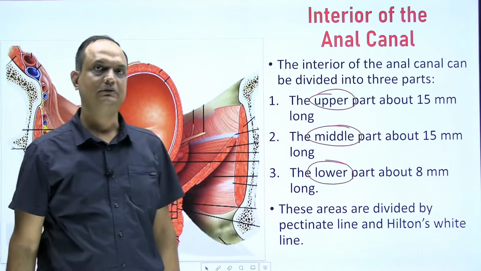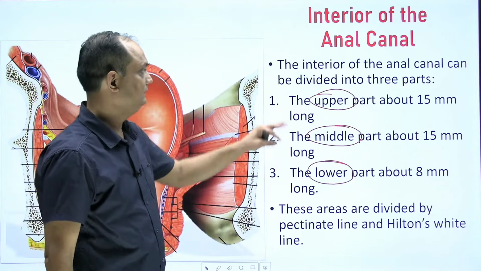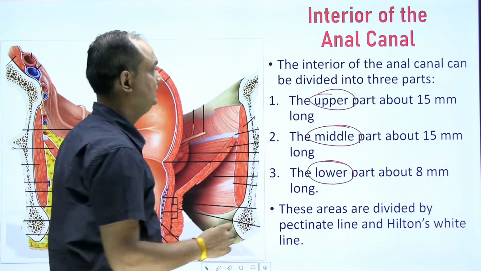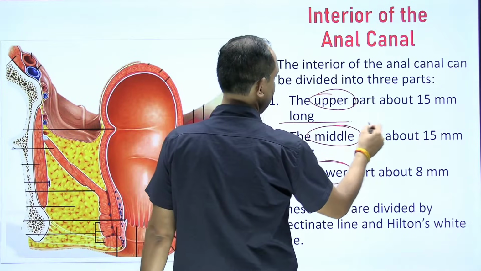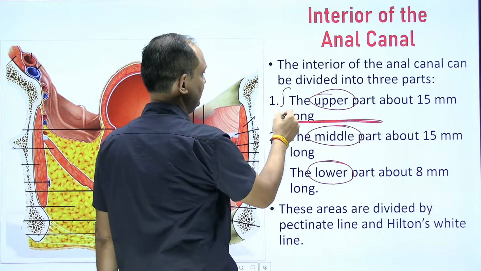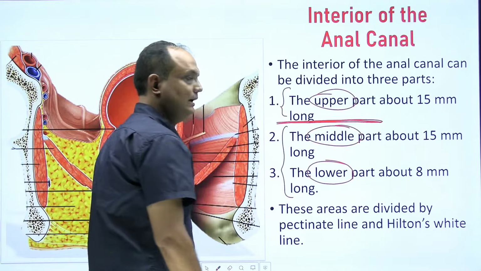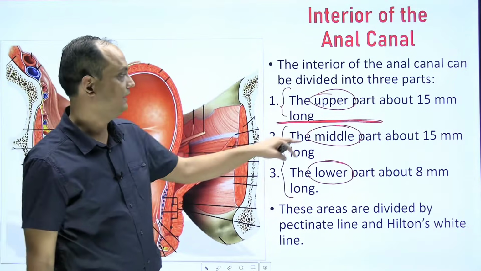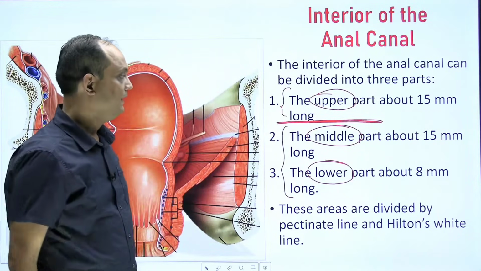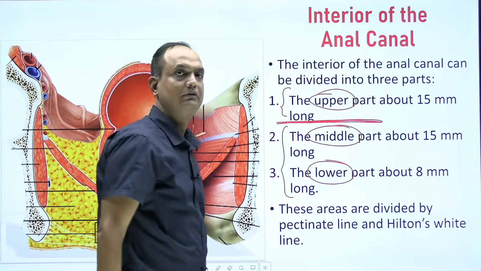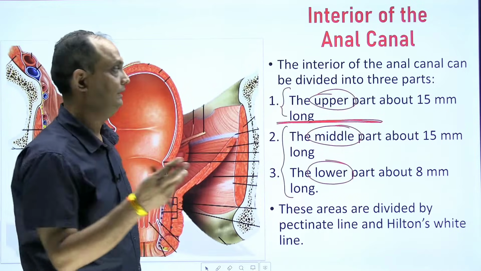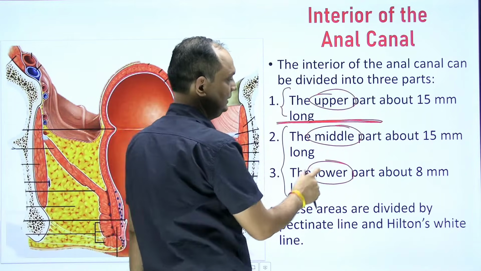Now my dear students, when you are reading the book, you will find these three parts, but actually you have to understand that when you look at the development, there are actually two parts. One is the upper part and the second is the lower part. And this lower part is further divided into two parts, the middle part and the lower part. Clear? So the first thing you have to understand is that when you are seeing the interior of the anal canal, you will find three names: upper part, middle part and lower part.